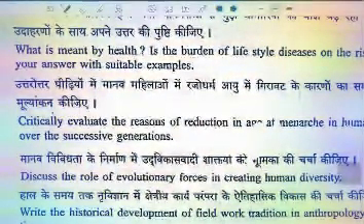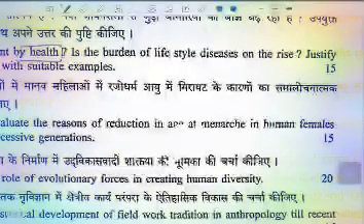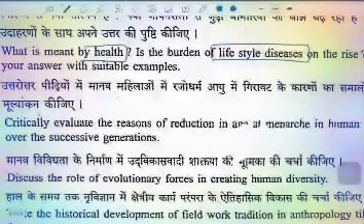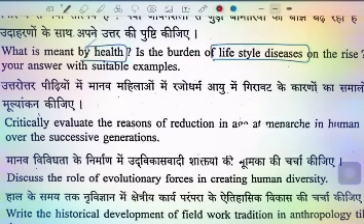What is meant by health, and is the burden of lifestyle disease on the rise? Justify your answer with suitable examples. Now, the simplest understanding of health: it is asking what you understand by health. WHO's understanding is that health does not mean the mere absence of disease, but talks about the physical well-being, the mental well-being, the psychological well-being and the social well-being of the individual. That is the simplest understanding of WHO's meaning.